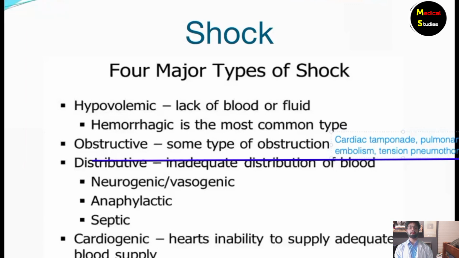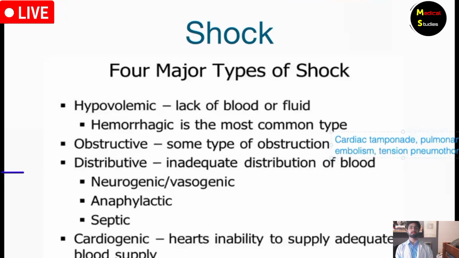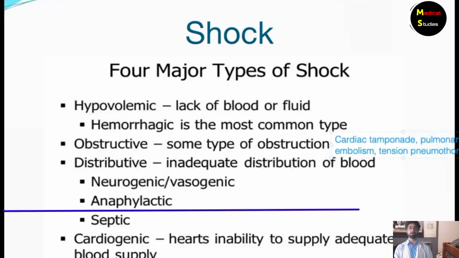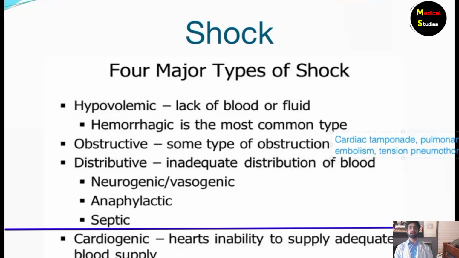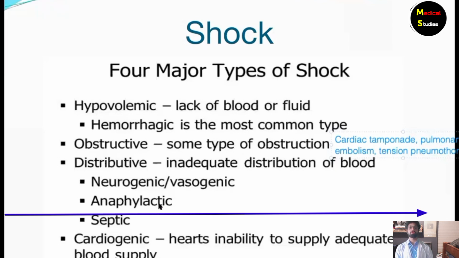Next one is distributive shock. Students know it already. There is inadequate distribution of blood. Most of the blood is distributed in the peripheral parts as a result of vasodilation. The next types are neurogenic or vasogenic shock, anaphylactic, and the last one is septic. Septic is due to infections. Anaphylactic is because of allergic reactions, a type of hypersensitivity reaction. And neurogenic is due to blockage or damage of sympathetic neurons.